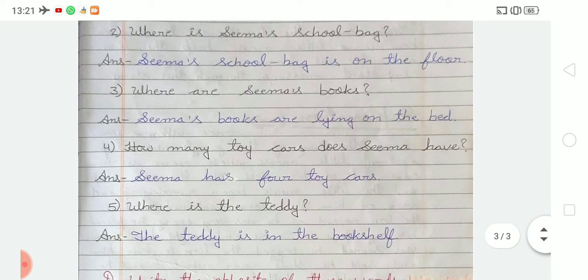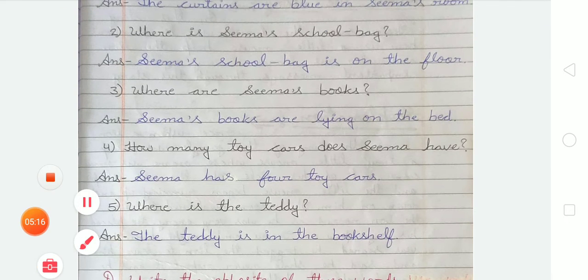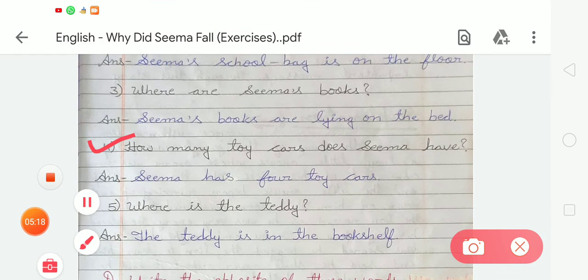Okay. Now the next question is question number 4: how many toy cars does Seema have? Student, tell me, how many toy cars does Seema have? Do you know that? Yes. We have learned in the story that Seema has 4 toy cars. So we have to write the answer: Seema has 4 toy cars.